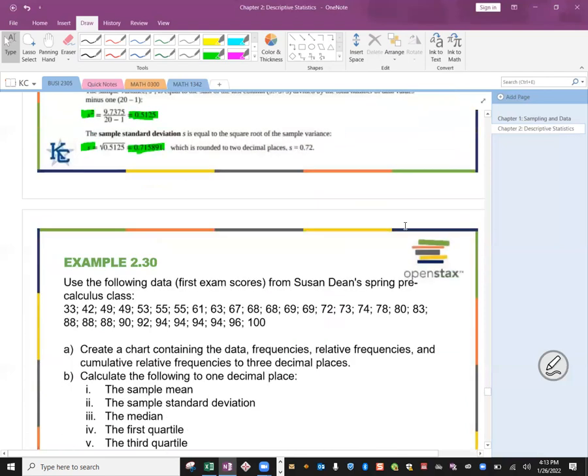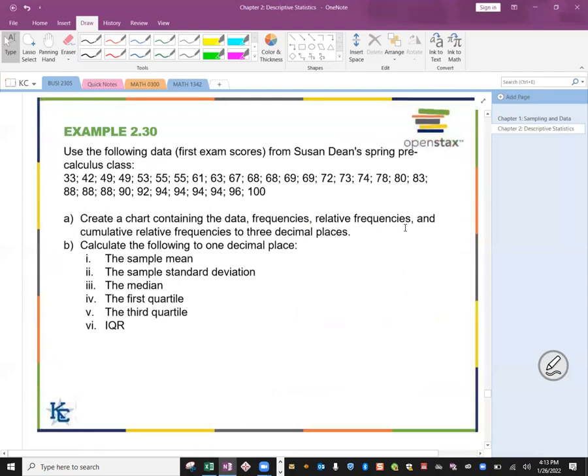All right. So let's do an example together, but this example I'm going to do in Excel because again, finding standard deviation by hand is tedious and you will never do that in the business world. In the business world, you will always use a tool to help you, and the tool we're using in this class is Excel. So it says here, use the following data, the first exam scores from Susan Bean's spring pre-cal class, to create a chart containing the data, frequency, relative frequency, and cumulative relative frequency to 3 decimal places, and calculate the following to 1 decimal place: the mean, standard deviation, median, first quartile, third quartile, and interquartile range.